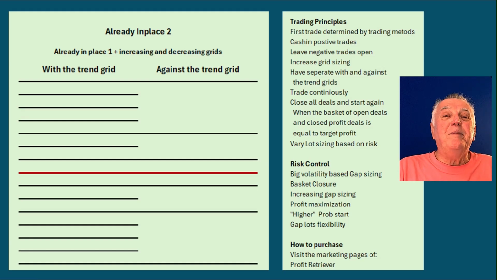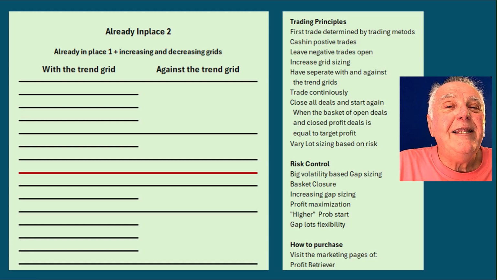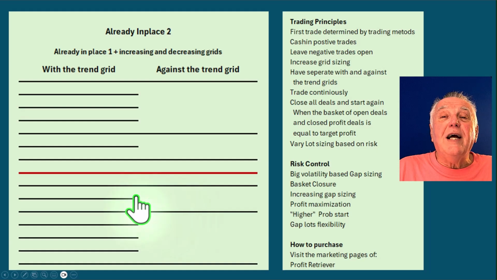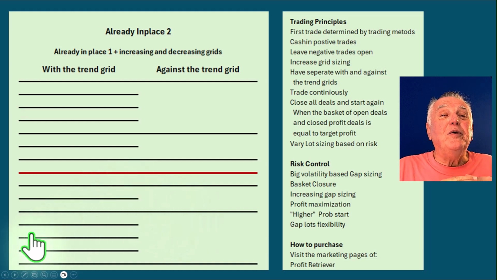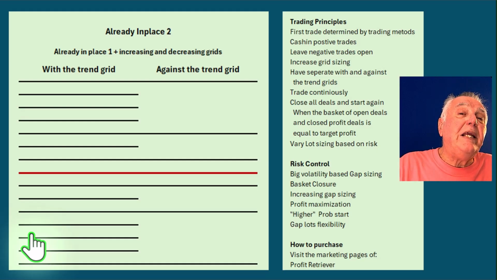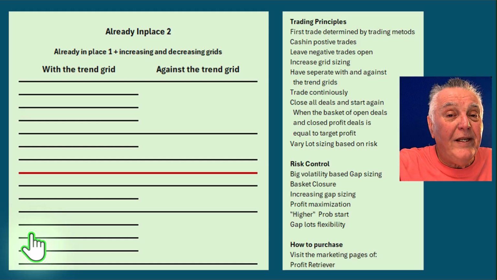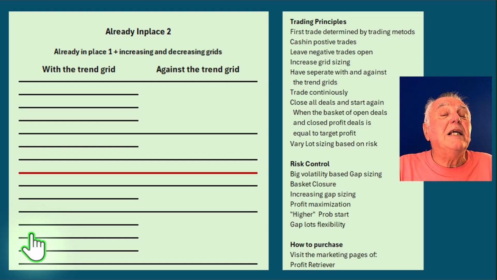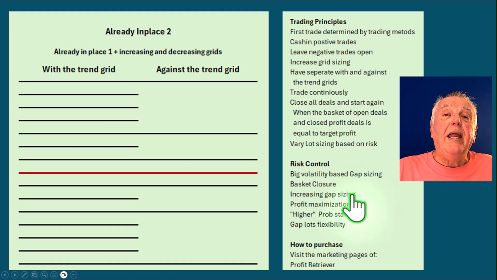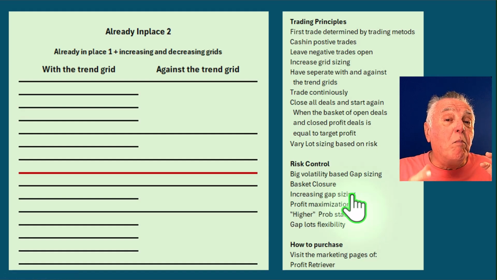Now the further refinement gets quite complicated in that you can vary the grid sizes quite dramatically. So you can have increasing grids for a while and then decreasing grids for a while. You can have increasing lot sizing for a while and then decreasing lot sizing. So it gets a little bit complicated, and we have one EA that does this complicated stuff. It's called the profit retriever, and it allows you to be more dynamic with your lot sizing and grid sizing.